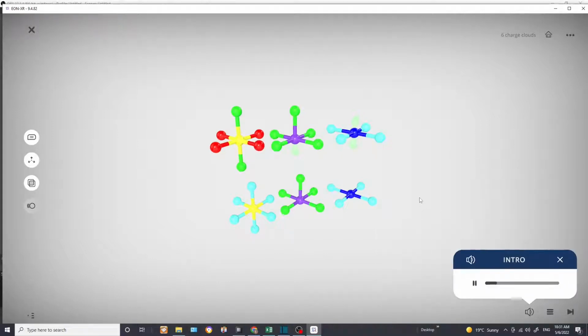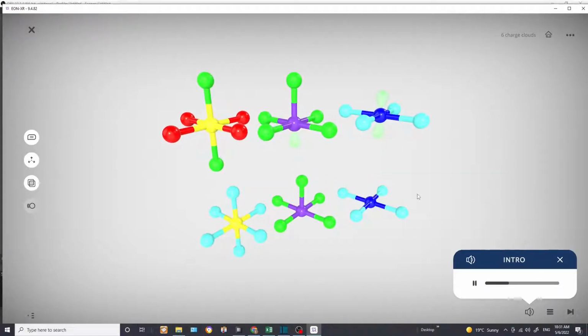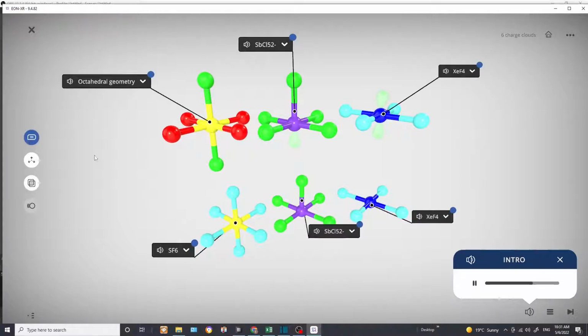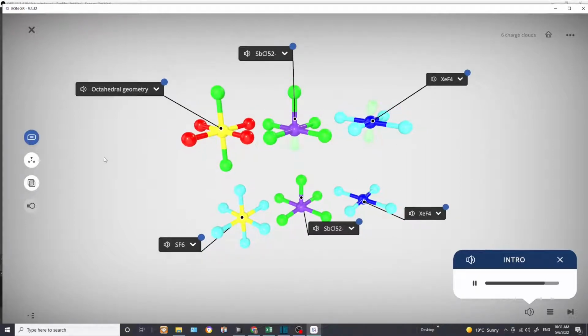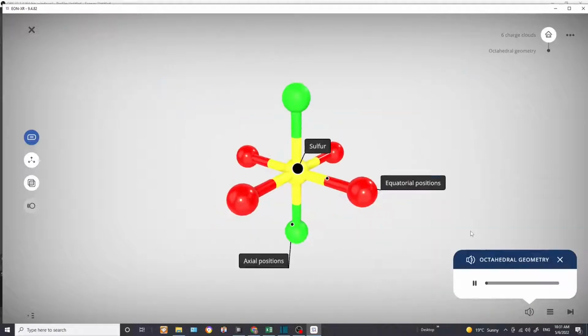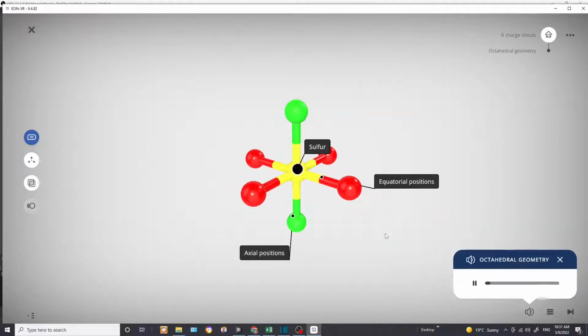Here we are looking at molecules with 6 charge clouds. So we count a bond as a charge cloud and we count a lone pair as a charge cloud. Here we are looking at octahedral geometry. So those 2 green atoms are on the axial position and those 4 red atoms are on the equatorial position.